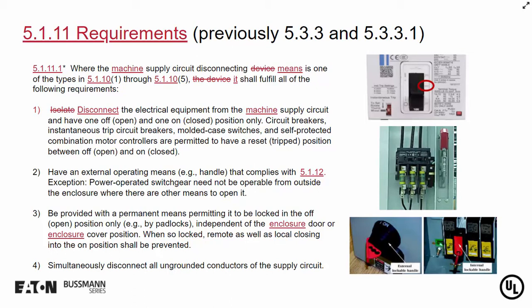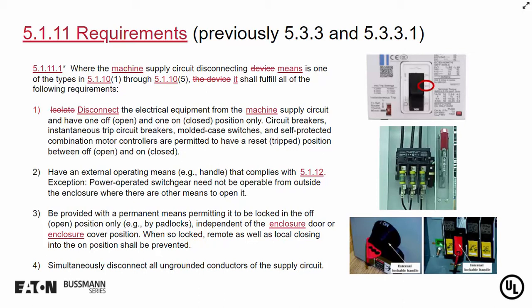So the first requirement is in number 1. That machine supply circuit disconnecting means must disconnect the electrical equipment from the machine supply circuit and have one of open and one of closed position only. So basically, if you look at the picture of the breaker there, there's going to be an open or an off position at the bottom, and that's required. Whenever you mount a breaker vertically, the off position has to be at the bottom, and the on or closed position is at the top, so that orientation is properly correct.